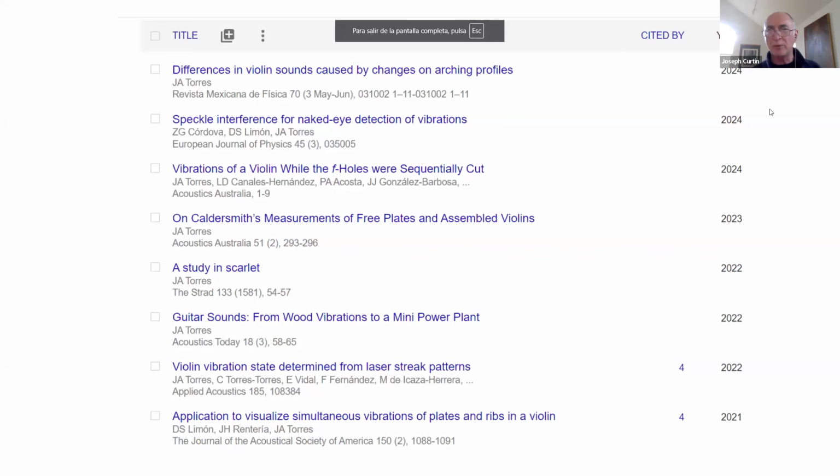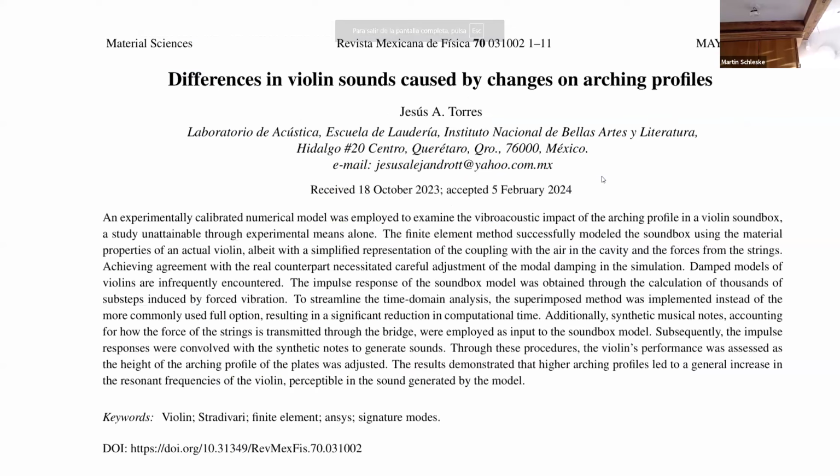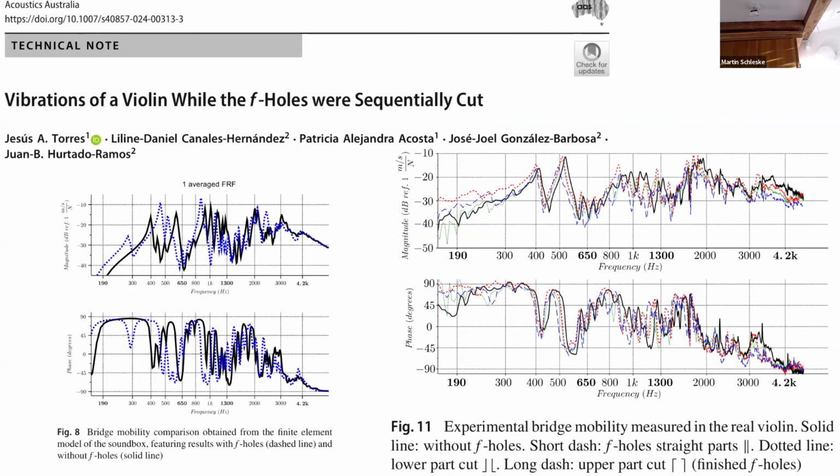Joseph? So if I remember the graphs, the bridge hill, or the peak that I noticed, was maybe at 1.8 kilohertz, something like that, which was very low for an admittance peak. Or maybe I'm wrong. So the red dotted is with the F-holes. I mean, solid line without F-holes.